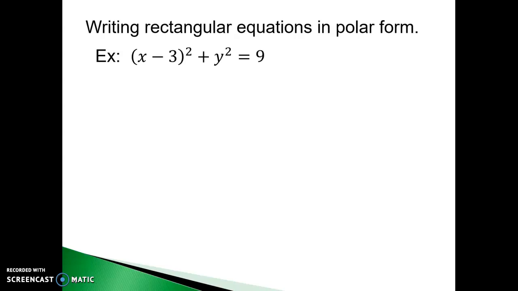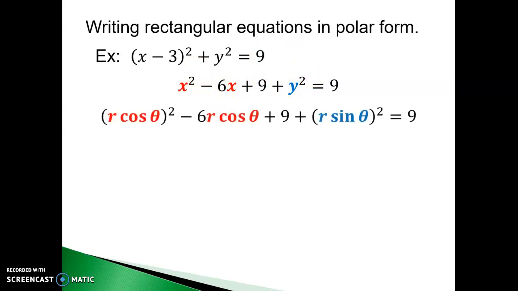So notice right now, I don't have an x squared plus y squared to substitute so easily. So what we're going to do is go ahead and FOIL the x minus 3 quantity squared. And when we do that, we get x squared minus 6x plus 9. If you don't trust me, go ahead and do the FOIL of x minus 3 times x minus 3. And so then something that I noticed is I see an x squared and a y squared. So I'm going to go ahead and plug in r cosine theta and r sine theta. For any of my x's, r cosine theta, and for my y, r sine theta.